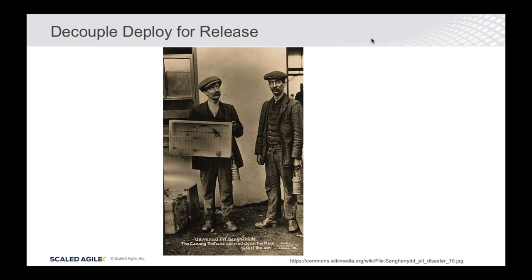Maybe we can already see some things that are not working. That code is in production, but it's not turned on. There's maybe a feature toggle keeping it off. And then we might release it, do canary releases. We'll release it to just a few members of the audience, a small segment, and start seeing the results.